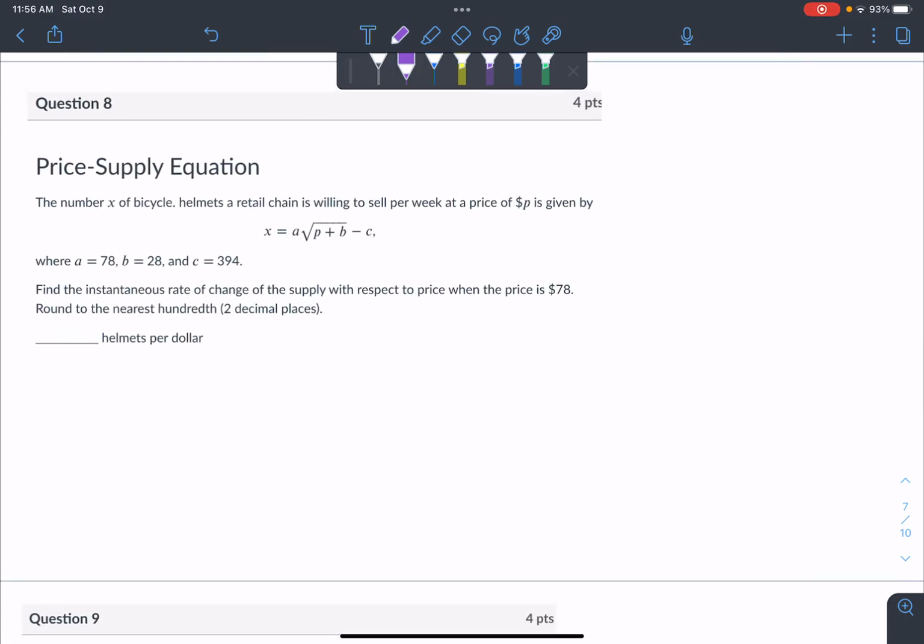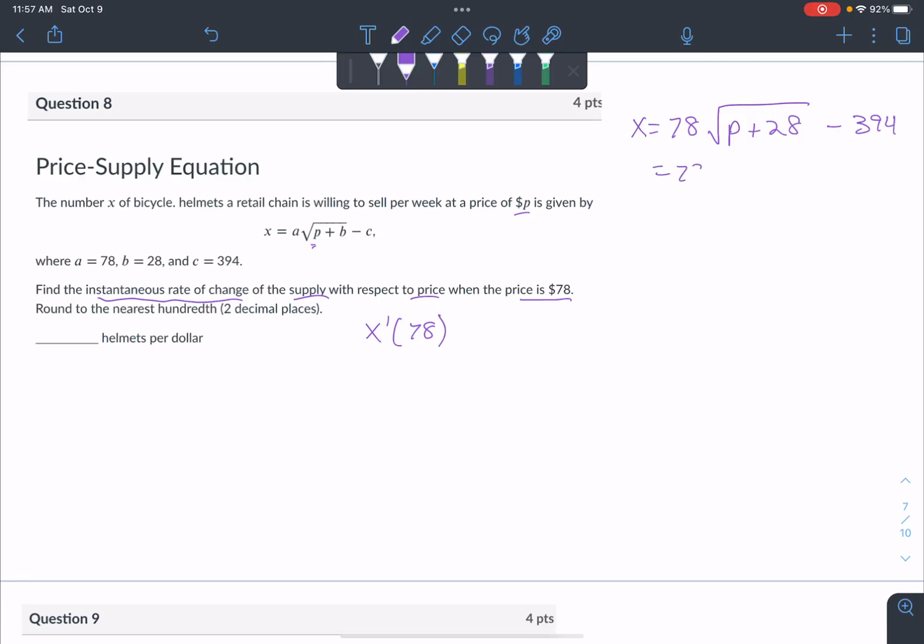All right, we have a price and supply. So we have a price P, we have some constants given to us, and then we want the instantaneous rate of change of supply, which is our x, with respect to price, when the price is 78. So we want x prime of 78. All right, so let's first form our x with our constants that we were given. P plus 28, and then minus c outside of the square root.